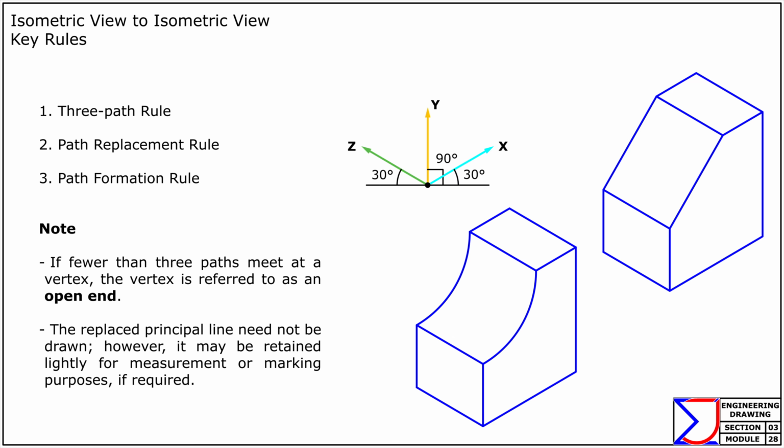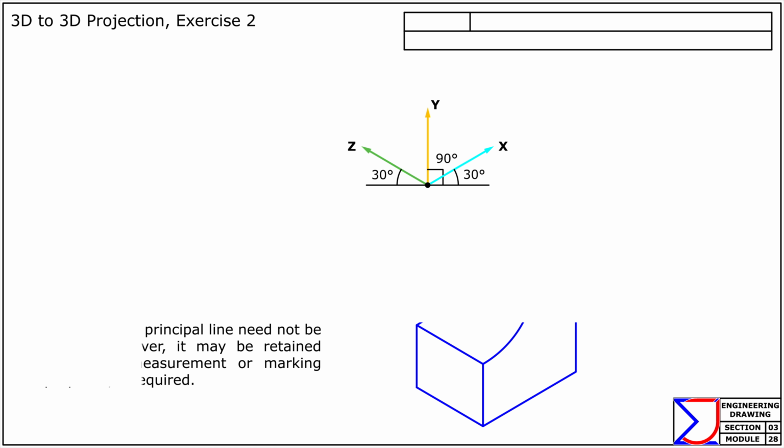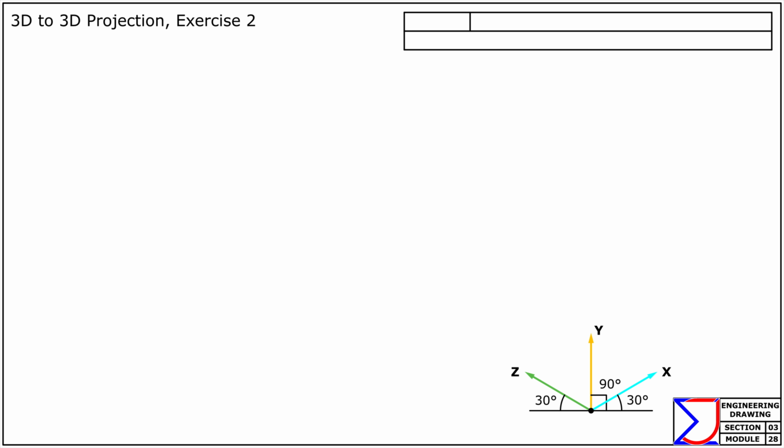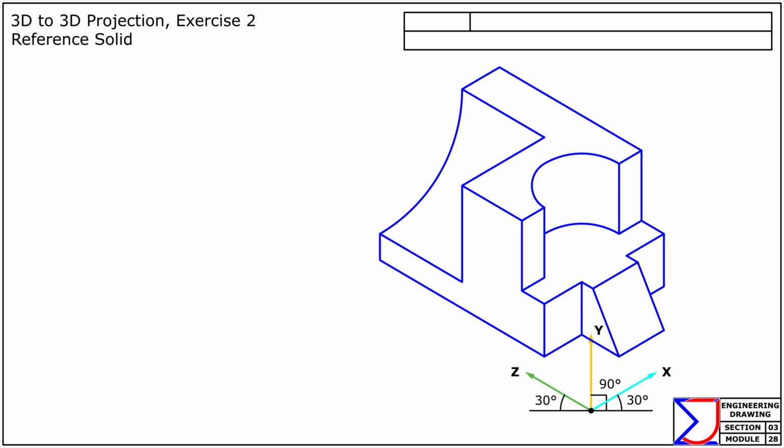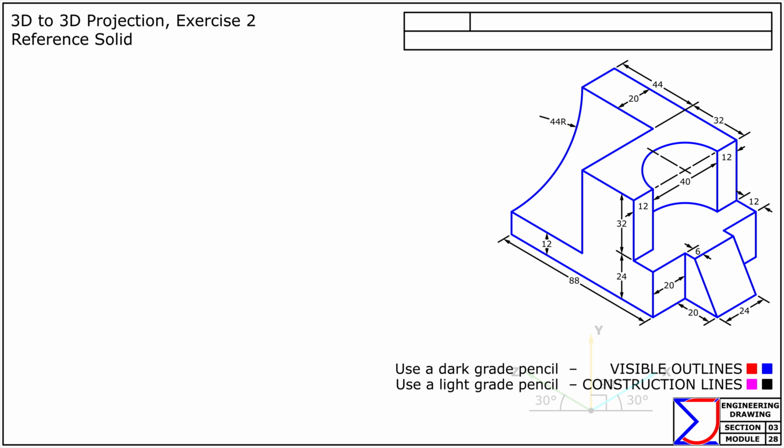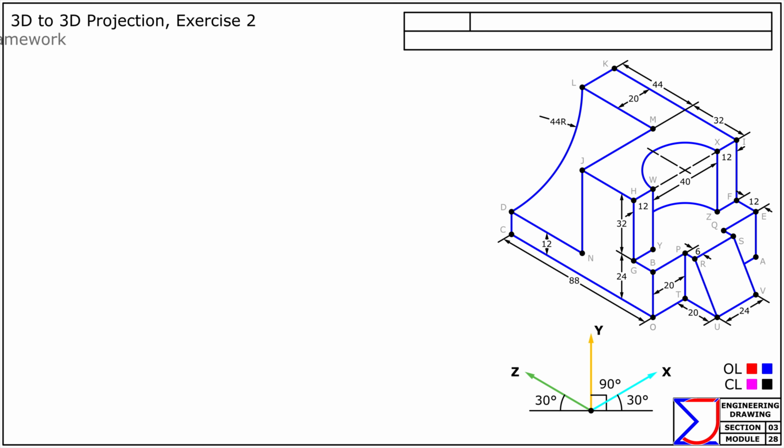With these fundamental principles in mind, let's begin. Copy isometric view, exercise 2. This is the 3D object we will replicate in our drawing. Observe its structure, features, and dimensions carefully. To begin, we will first identify all the vertices and then randomly annotate them, which will guide us through the step-by-step construction process in the isometric plane.